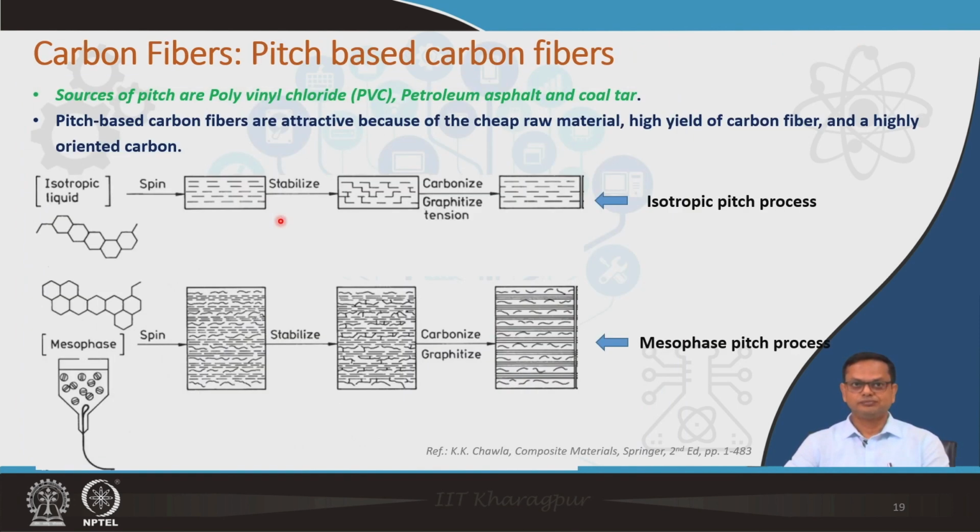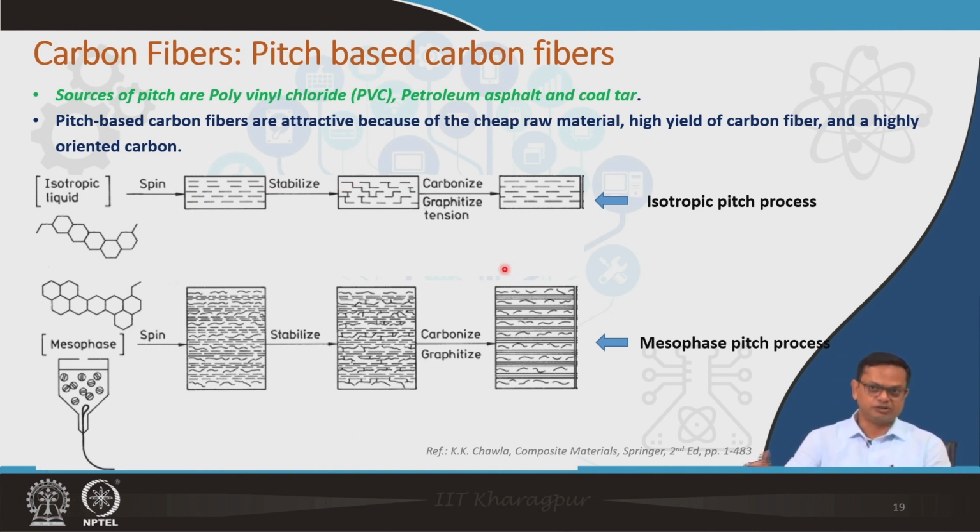Okay. And just to give you another example, pitch is another precursor. The sources of pitch are basically PVC, polyvinyl chloride, or petroleum asphalt or coal tar. There are different kinds of precursor material, and the same process is adopted in making carbon fiber. So, you go for spinning to get a fiber, and then the stabilization process, and then carbonization and graphitization. Okay.